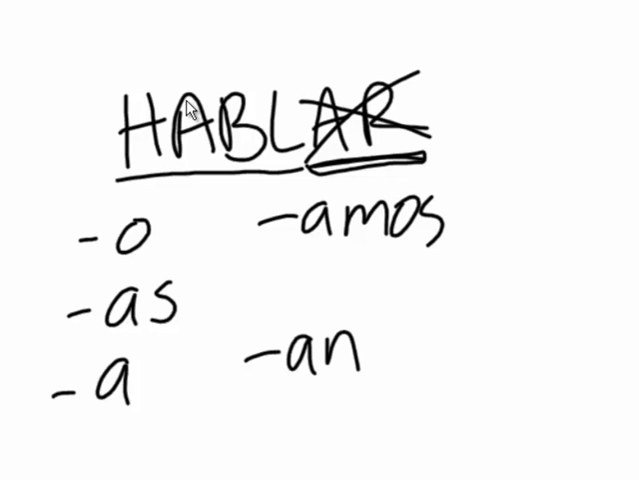O, as, a, amos, an. So you take hablar, you drop the AR, and you add the ending. I speak, yo hablo. You speak, tú hablas. She speaks, ella habla. We speak, nosotros hablamos. They speak, ellos hablan. Y'all speak, ustedes hablan. You formal speak, habla. So that's just a quick review of conjugating verbs.